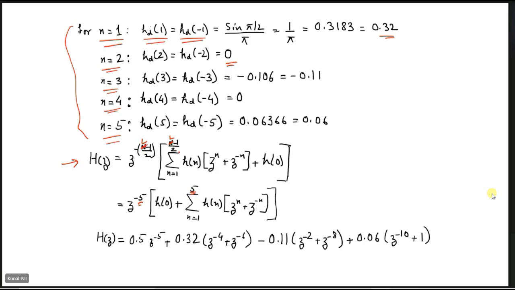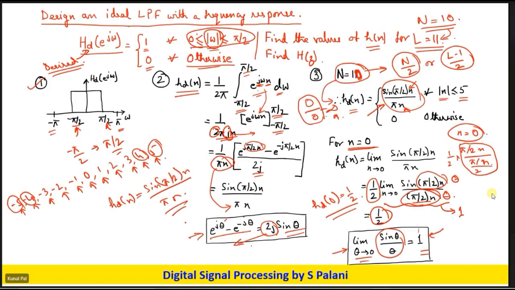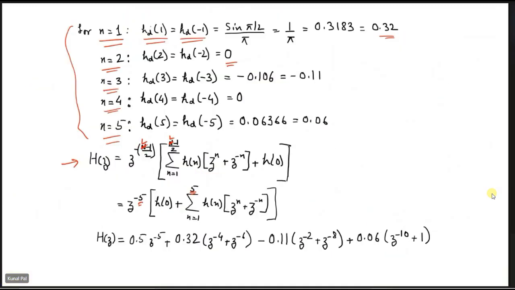Okay. Now, summation of n equals 1 to 5, h(n) times z to the power n plus z to the power minus n. Now, why did we do this? When we discussed previously, what we have done is calculated the hd(n) values from minus 5 to plus 5. So when you apply the Z transform, hd(-5) into z to the power minus 5 becomes z to the power 5.